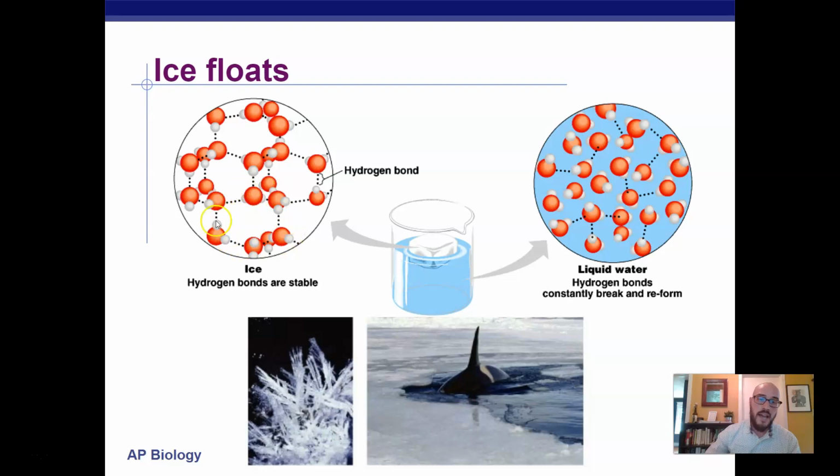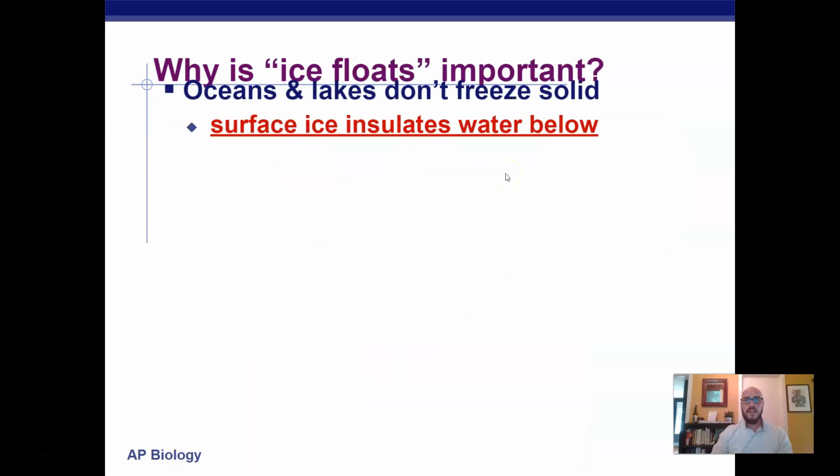So you get these hexagonal, so that means 6, you get these hexagonal structures, and you can see all of the stuff in here, all of our water molecules are actually more spread out than they are here, and that allows ice to float. Why is this important?